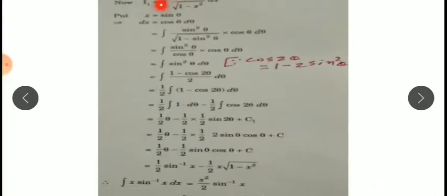Now integrate I1 separately. Here I1 is equal to this. We have to use a trigonometric function to integrate this one. Put x is equal to sine theta. Then dx is equal to cos theta d theta. Substitute these values here. Integration x means sine theta, that is sine square theta upon root 1 minus sine square theta, and dx means cos theta d theta. Here, integration sine square theta upon cos theta into cos theta.